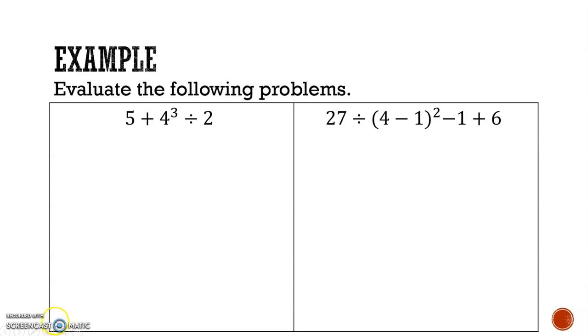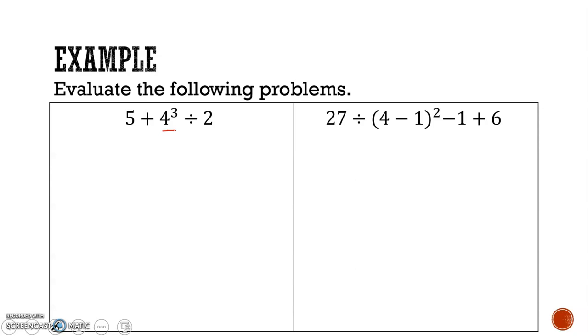Alright, so we are going to evaluate the following problems. So we have 5 plus 4 to the third divided by 2. My first thing to do is 4 to the third power, because that is an exponent. I don't have any parentheses, so I get to skip that. And the first thing I have is 4 to the third. So 4 to the third means 4 times 4 times 4. So 4 times 4 times 4 is 64.